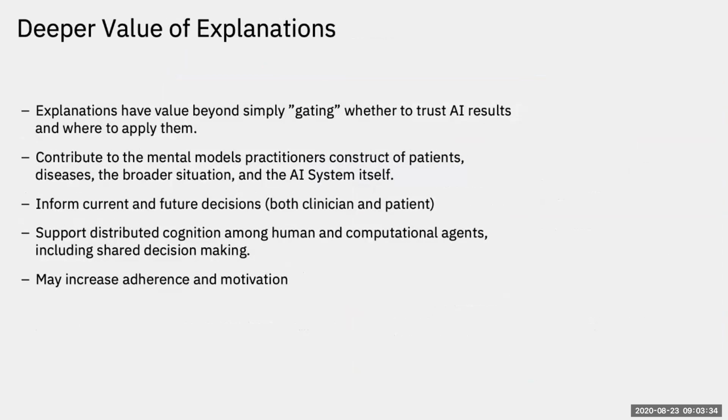Going into the remaining part of the tutorial, let us dig a little bit deeper into the value of explanations. So why do we require explanations? As mentioned before, explanations can typically be thought of as a communication problem from person A to person B. So in a healthcare setting, you can think of, for example, between clinician and patient, these are requirements that can help them inform current and future decisions. We can think of that as a distributed cognition between a human and computational agents.